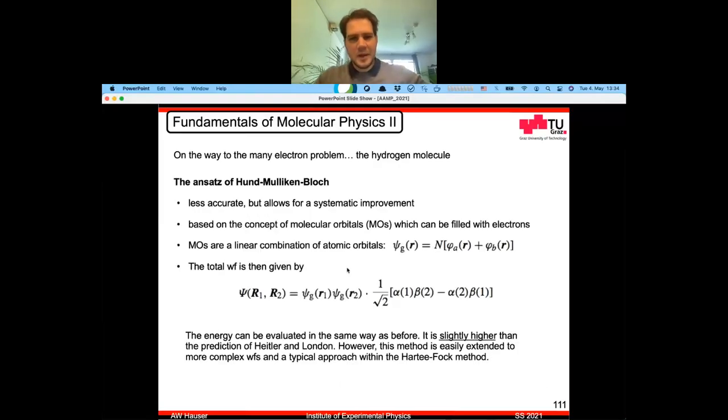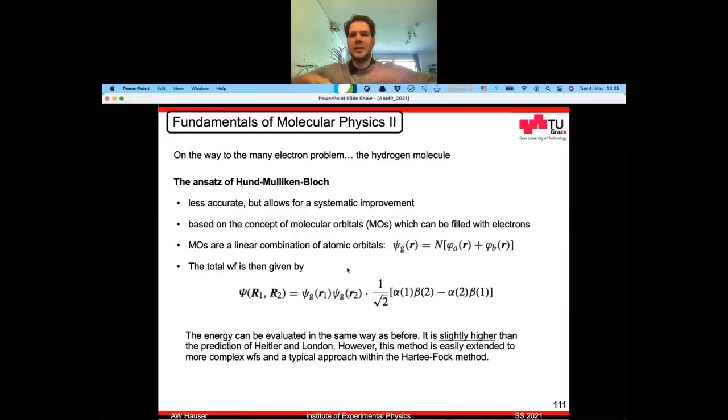Now let me introduce you to a slightly different approach to the very same problem. Okay, so we are again looking at H2, but now we choose the ansatz of Hund, Mulliken, and Bloch, which is the approach that we're going to extend on in the next lesson because it is the foundation of our Hartree-Fock approach later on. In this case, it is in principle less accurate, but allows systematic improvement because it's based on the concept of molecular orbitals, which we will fill up with electrons.